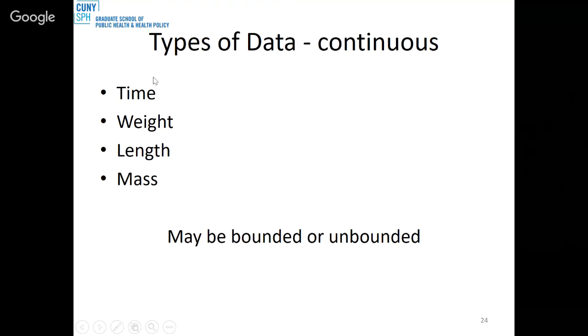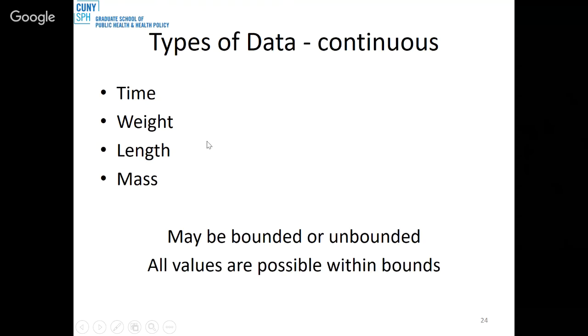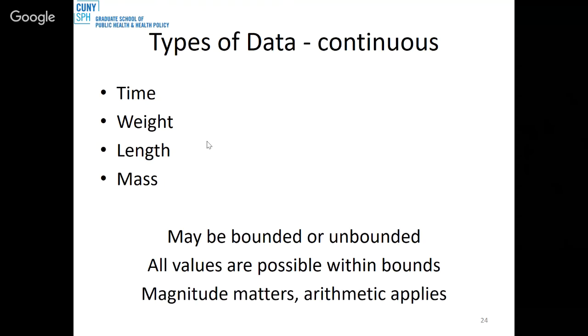So generally, time is usually bounded, weight is bounded, 0 is a minimum, length and mass also have 0 as a minimum. But within those bounds, all values are possible. So unlike nominal and ordinal data, but like discrete data, the magnitude actually matters and the rules of arithmetic apply. So you can multiply, add, subtract, and divide these numbers.